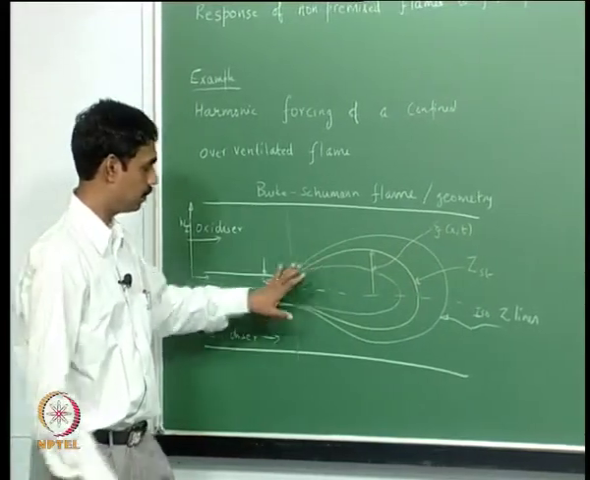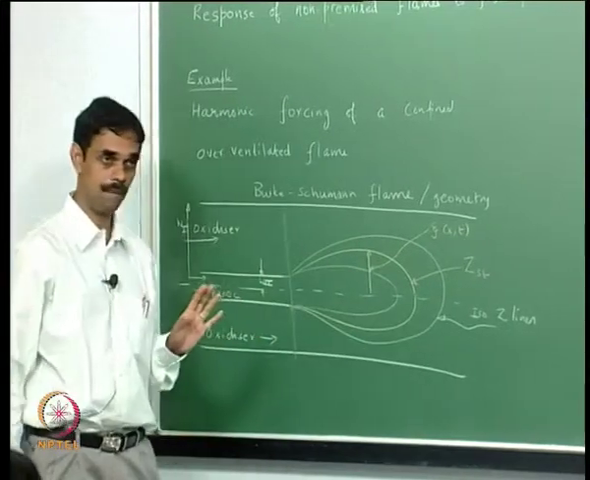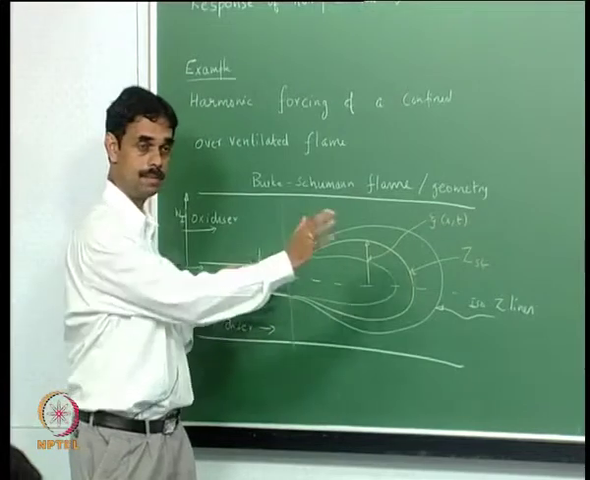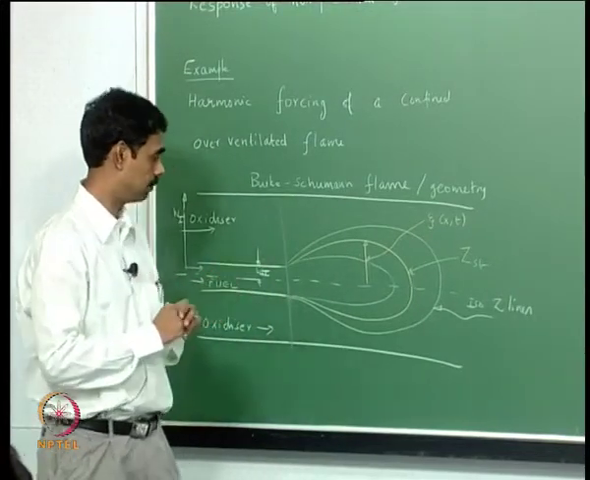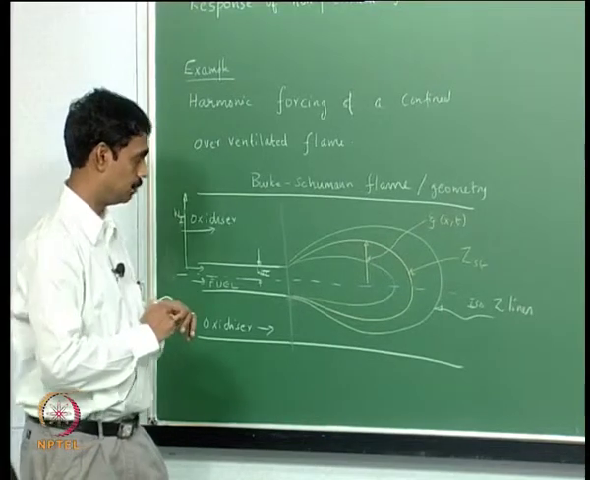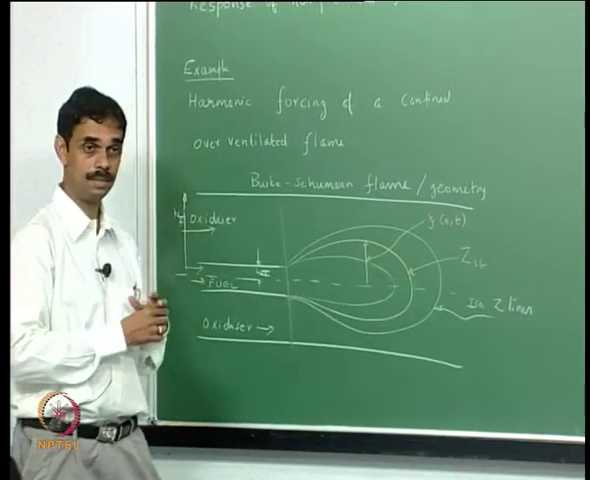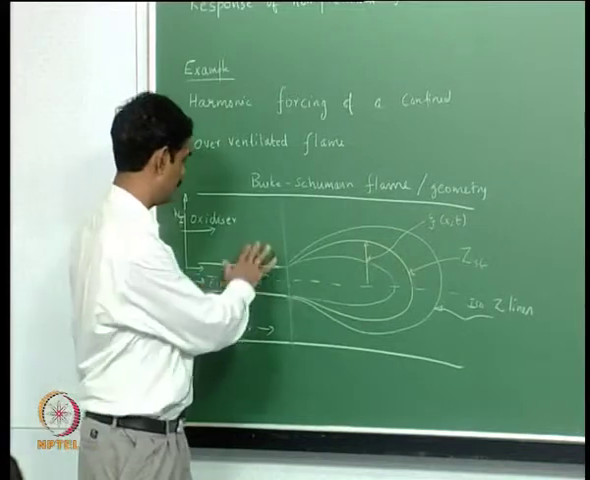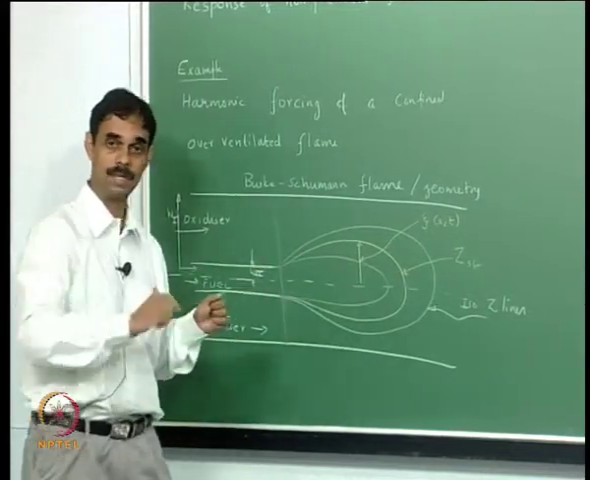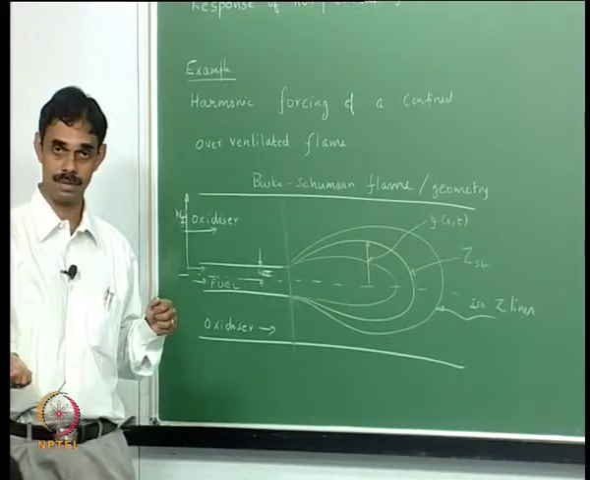But here what I am going to do is to impose a velocity fluctuation here and see what happens to the flame. So will the flame dance, will it wrinkle, will it move up and down, that kind of thing. So what we have is a base flow field, that is even if there was no fluctuation you will have fuel and oxidizer and they will diffuse out and there will be a flame. Now perturb it with certain velocity fluctuations.